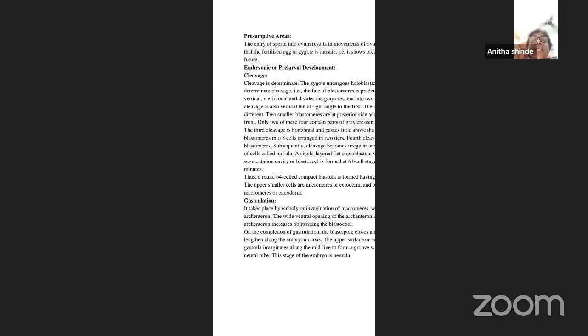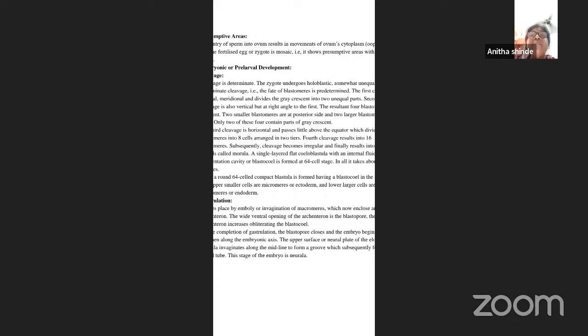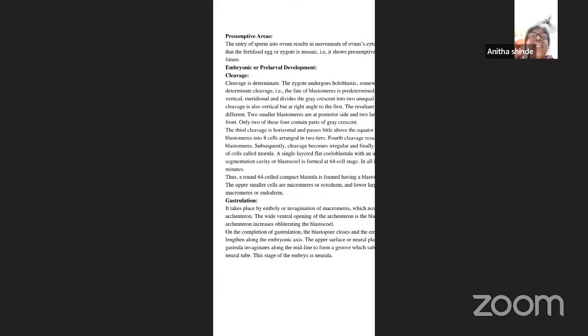Then next, once it enters the egg, what happens? The changes will take place. The entry of the sperm into the ovum will result in the movements of the ovum cytoplasm, that is the ooplasm, so that the fertilized egg or the zygote is formed and it is mosaic. That is, it shows presumptive areas with predictable future.